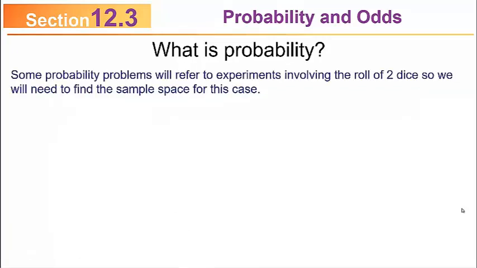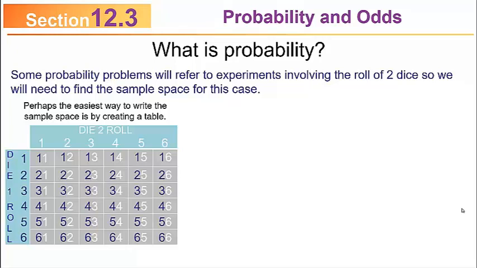Some probability problems will refer to experiments that involve rolling two dice, not just a single die. So we need to spend some time talking about those. In particular, I want to show you the sample space for that. Remember we talked about two-stage experiments earlier and said that when there's a two-stage experiment, a table is often a good way to handle it, and that's true here.